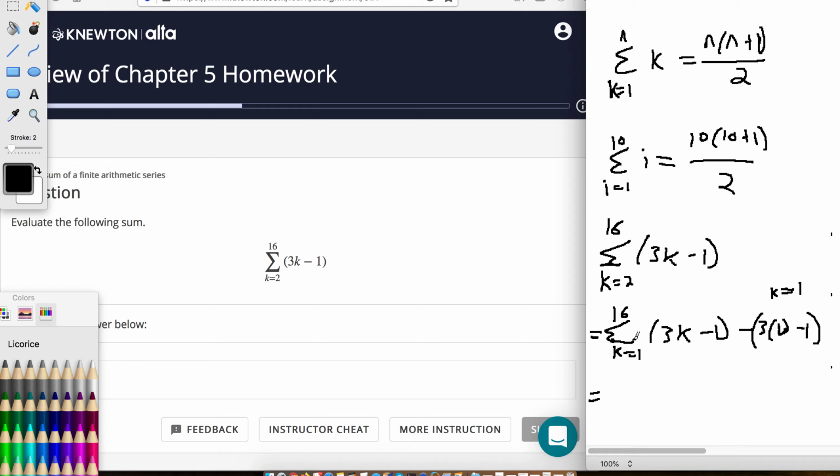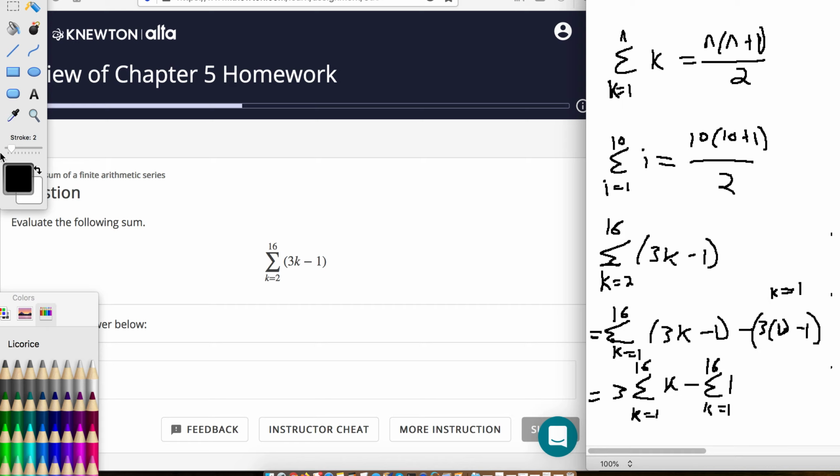The summation operator acts like a linear operator, okay? That means it's kind of like you can distribute it. So the 3 can multiply on the outside, and then we can subtract it by the summation of k equals 1 to 16 of just the number 1. And we'll talk about that in a second.